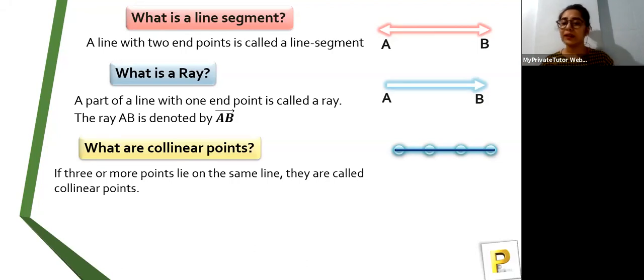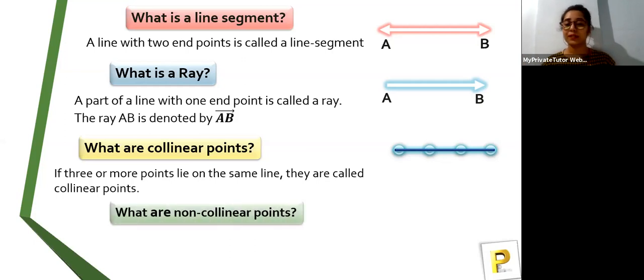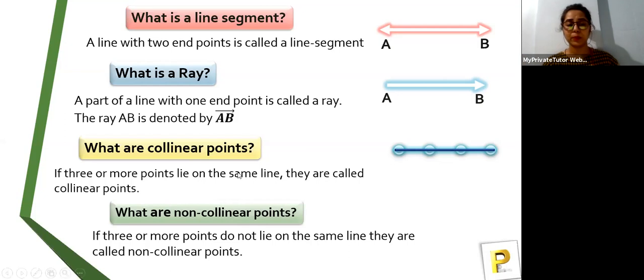If you think that any one point is slightly above or slightly below the line, then they will not be considered collinear points. And from there comes the next question: what are non-collinear points?